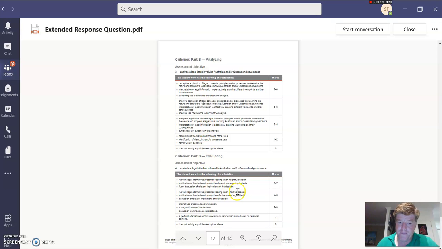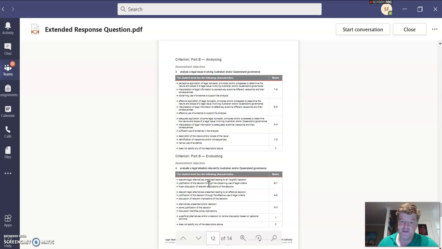In evaluating, we've got to present relevant legal alternatives. Now, I don't think that question was entirely clear that they wanted you to give legal alternatives. They do. You have to meet this part of the criteria. So make sure the question in the exam will be phrased in a similar way. Make sure you're doing that.